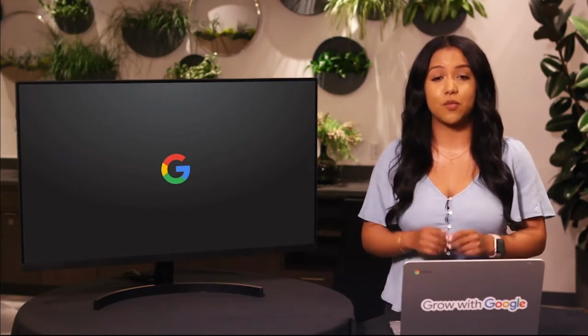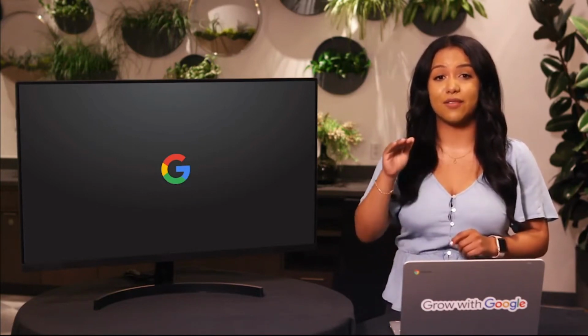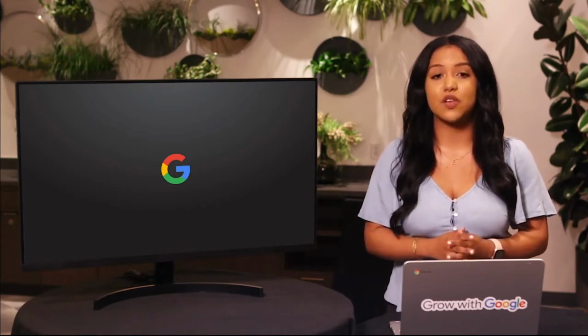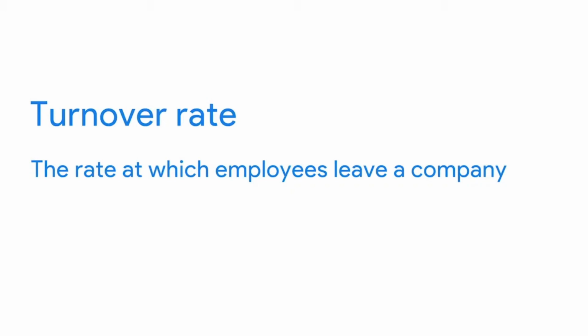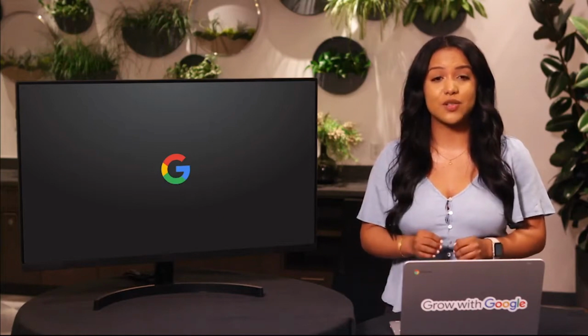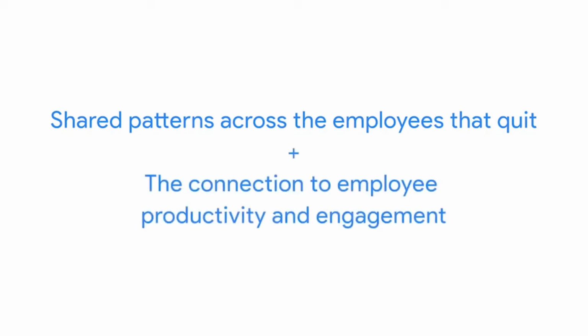Here's an example of a project with multiple team members. Let's explore what they might need from you at different levels to reach the project's goal. Imagine you're a data analyst working with a company's human resources department. The company has experienced an increase in its turnover rate, which is the rate at which employees leave a company. The company's HR department wants to know why that is, and they want you to help them figure out potential solutions. The vice president of HR at this company is interested in identifying any shared patterns across employees who quit and seeing if there's a connection to employee productivity and engagement.